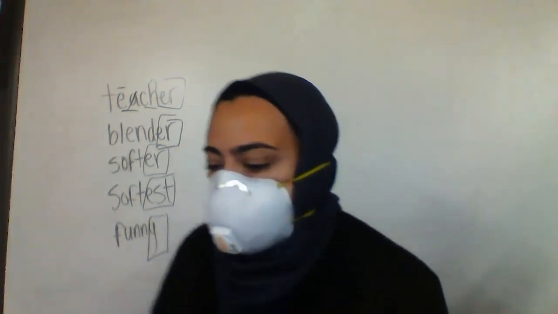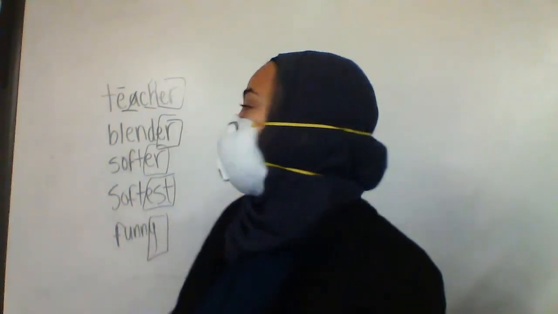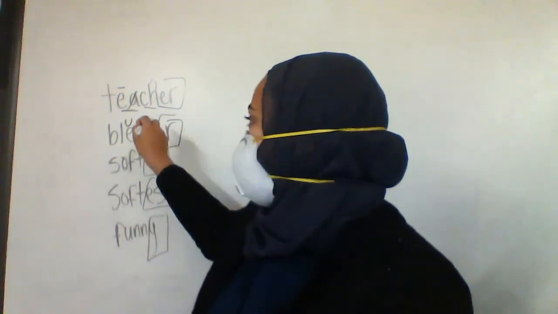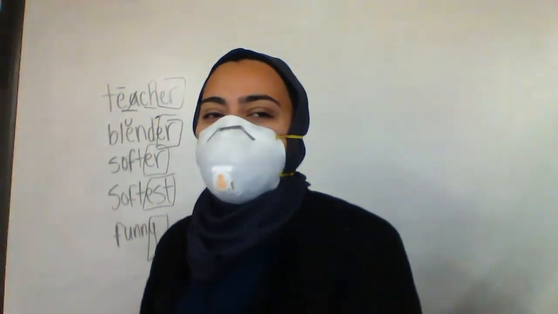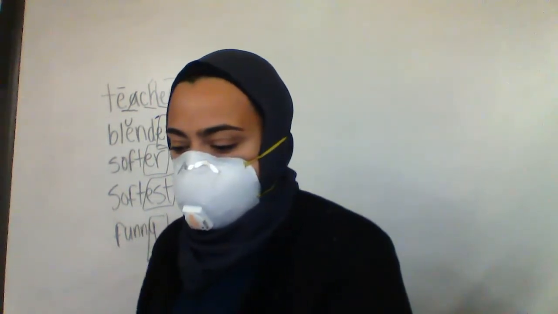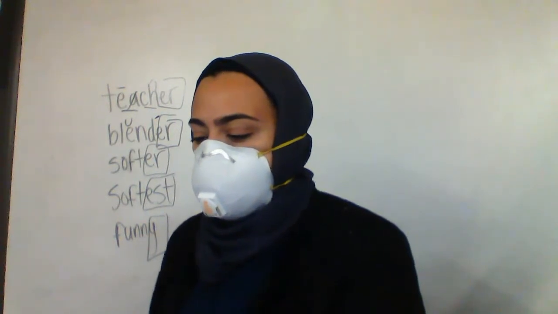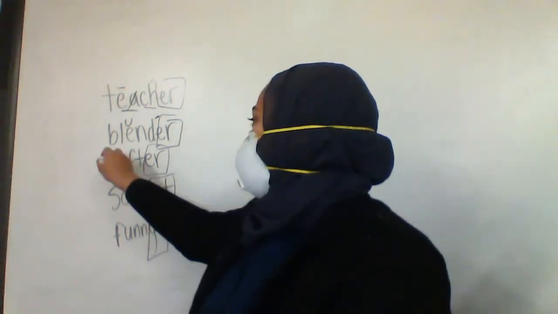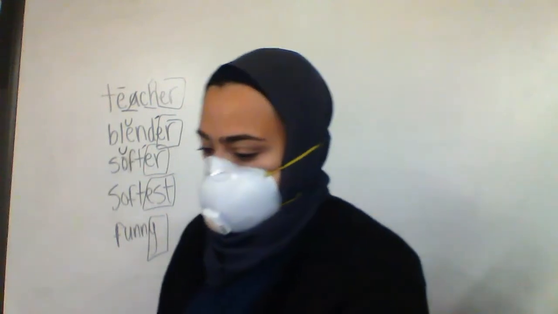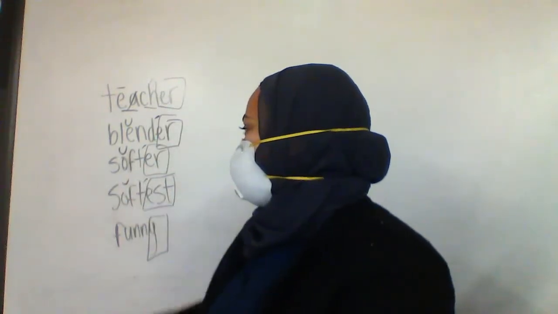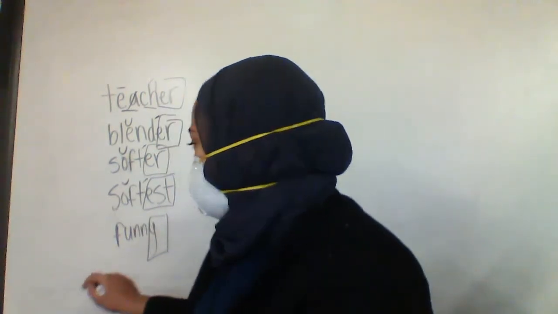How about blender? Very good. And where does the accent go? Before the suffix. There's always an accent before the suffix, guys. All right. Let's say it. Blender. Blender. How about softer? Softer. How about softest? Softest.